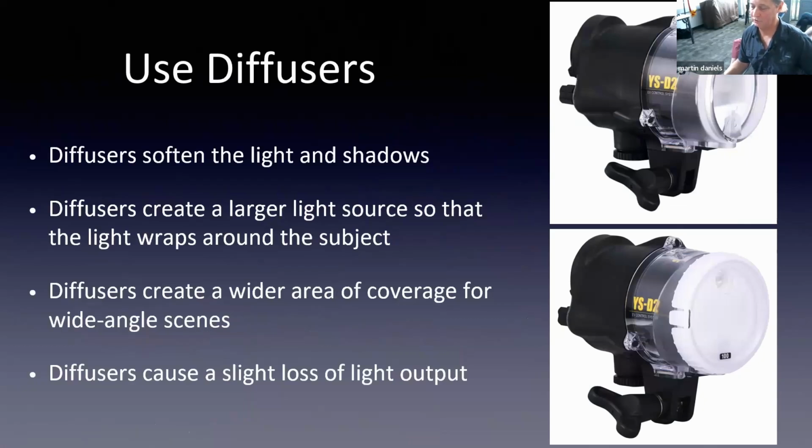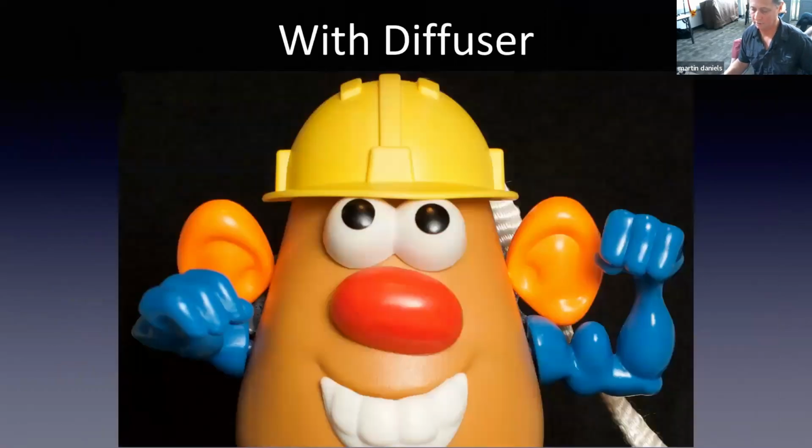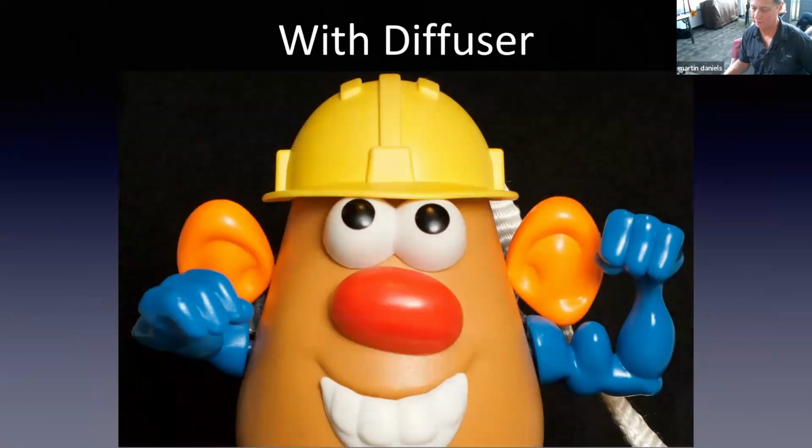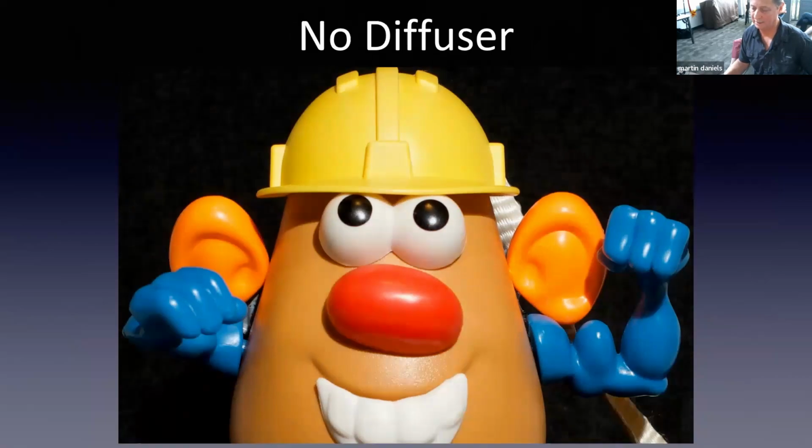I personally use diffusers pretty much all the time. I think they make the light look softer and just a little more attractive, not so harsh. Here's an example with the diffuser, and look at under the hat, the brim of the hat, Mr. Potato Head, and without a diffuser. See how that harsh shadow line appears? Okay, I personally don't usually want that. Sometimes if you're trying to highlight texture, that can be beneficial.